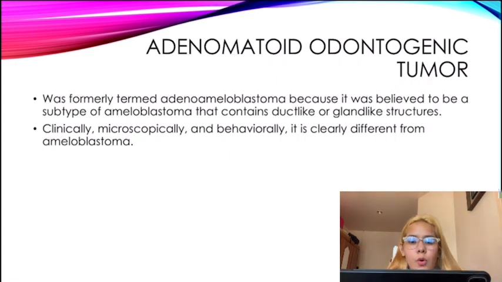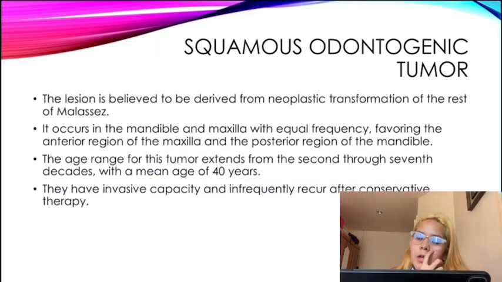So, adenomatoid odontogenic tumor was formerly termed adenoameloblastoma because it was believed to be a subtype of ameloblastoma that contains duct-like or gland-like structures. Clinically, microscopically, and behaviorally, it is clearly different from ameloblastoma. So, squamous odontogenic tumor: the lesion is believed to be derived from the neoplastic transformation of the rests of Malassez.